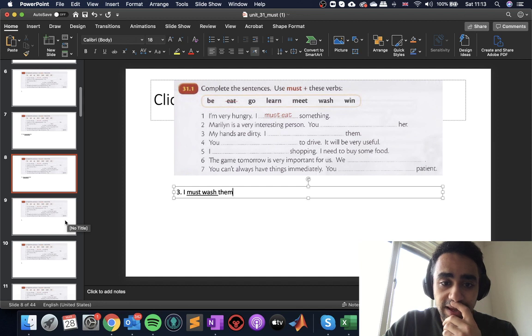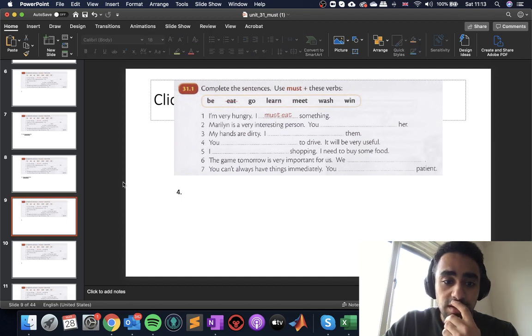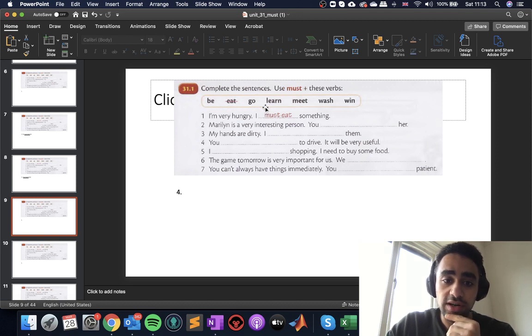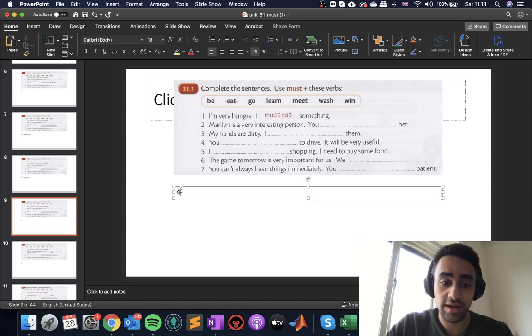Then the next one, you must something to drive. It would be very useful. Out of the verbs we have here, we used wash, we used meet, we used eat. So it makes sense to use learn here. You must learn how to drive.